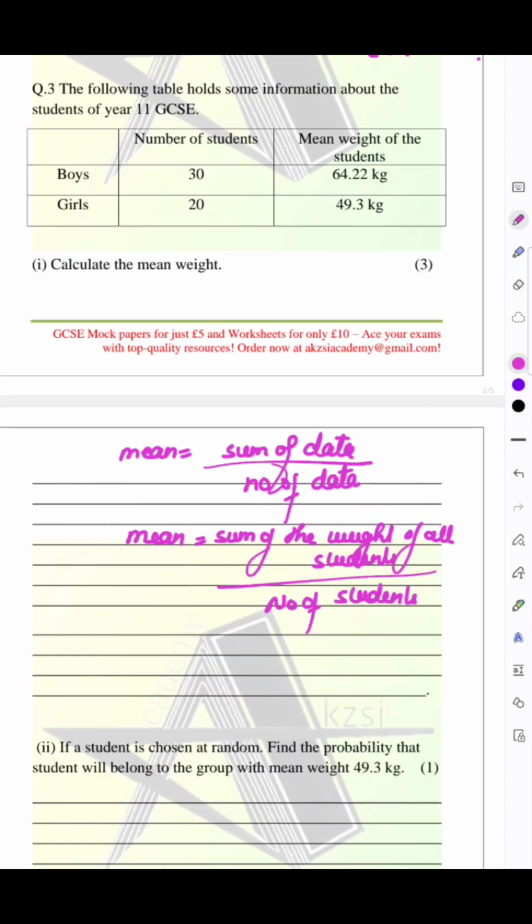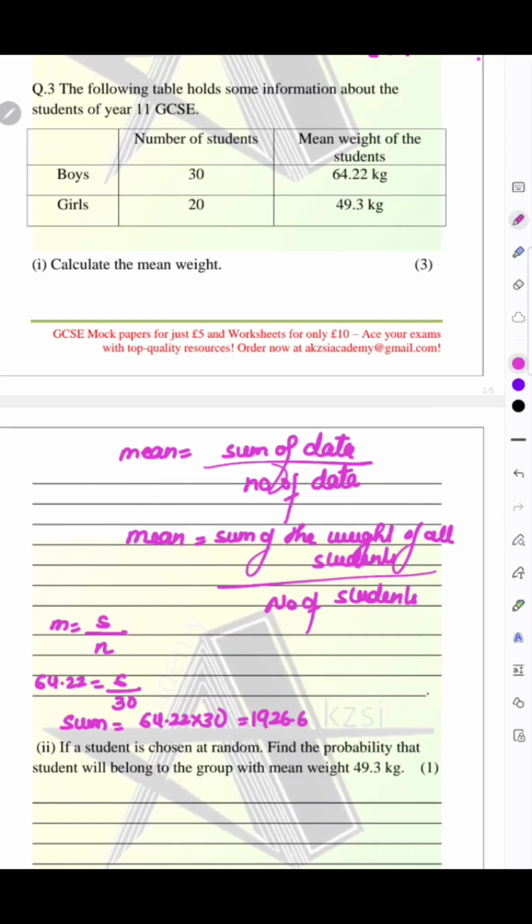So let me start with the boys. We know mean is equal to the sum of data over number of data. So let me calculate the sum of the weights of all the boys. We know the mean weight for the boys is 64.22 and the number of boys is 30. That means the sum of the weights of the boys is 64.22 times 30. So that will give me 1926.6.